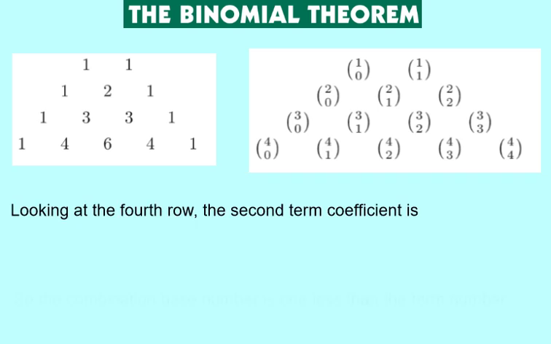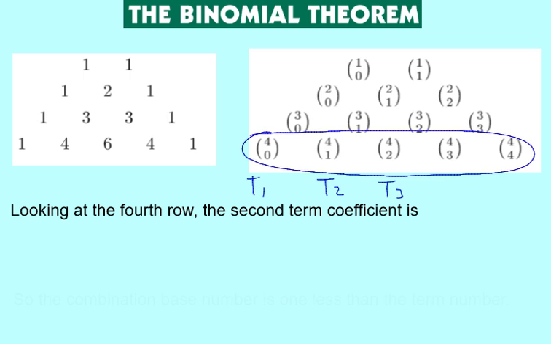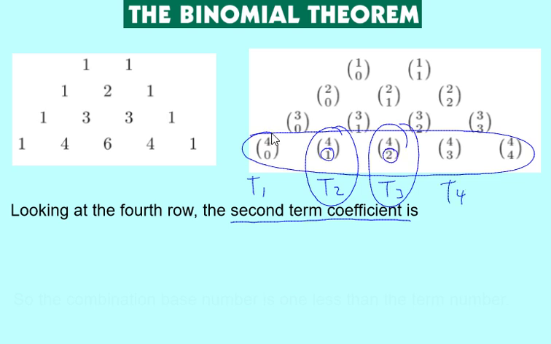So when we have all of these terms here, this is term number 1, this is term 2, this is term 3. In the second term, the base number here is 1 less than the term number. Likewise, in this term 3 here, the base number is 2. This would be term 4 here, and the base number is always 1 less than the term number.